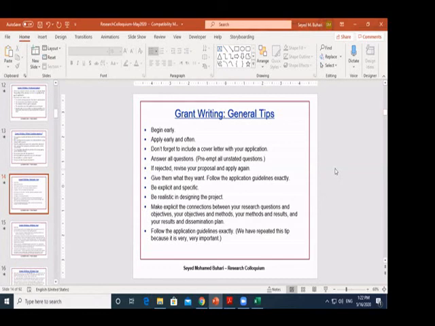Please note, normally no proposal gets accepted in the first attempt. You submit, you get some rejection, you will get some comments. Same as in a journal publication.